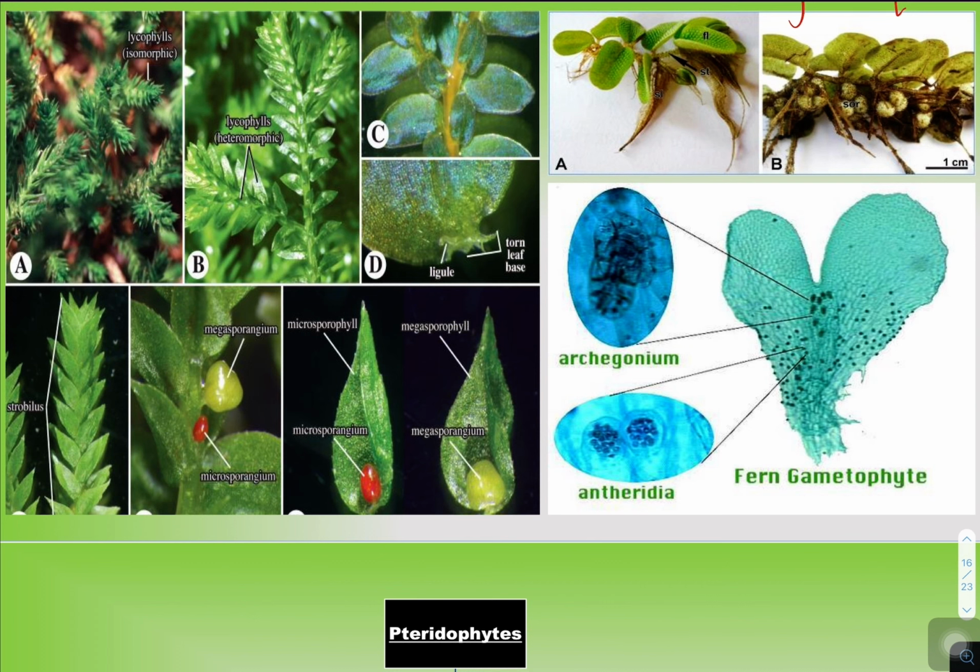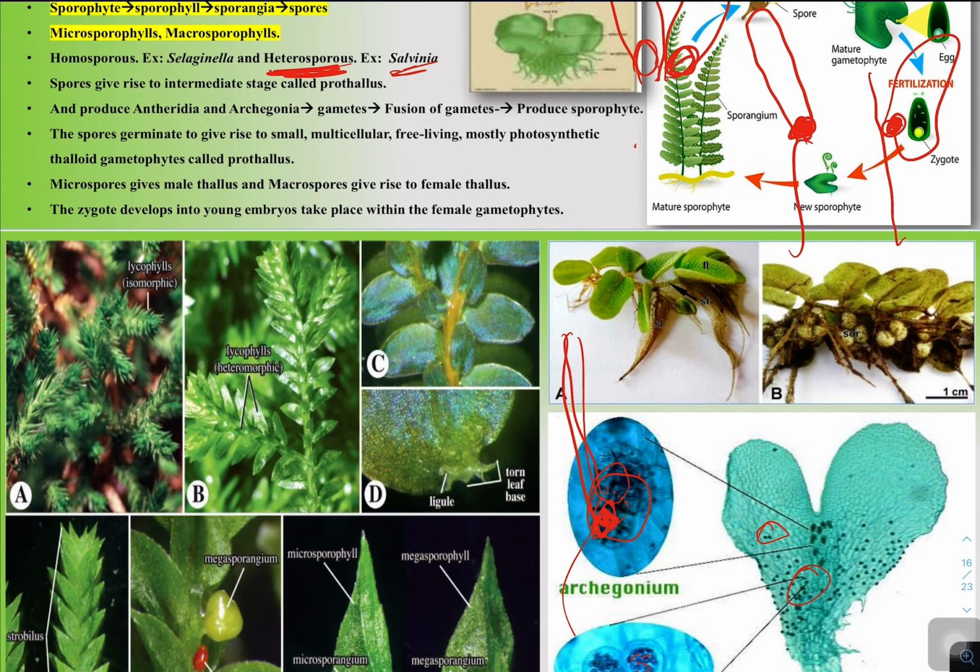This is just an intermediate stage within which Antheridia and Archegonia are present. See here, Antheridia, number of antherozoites. Here also, this is Antheridia, number of antherozoites. Here Archegonia, this is egg cell. They both fuse together and they produce sporophyte. The thing which we are seeing is produced from the fusion of male and female gametes.